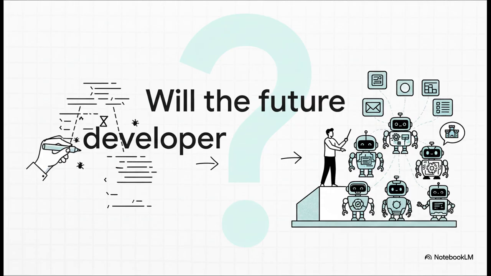And this leaves us with a huge and kind of provocative question for the future. As these AI agents become the architects of our code, what happens to the human developer? Is our future going to be about writing code line by line, or is it going to be about becoming an orchestrator, someone who sets the high-level goals and then manages teams of AI agents to make it a reality? Definitely something to think about.